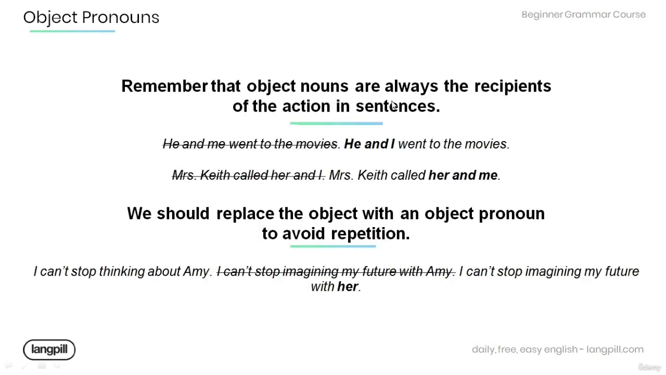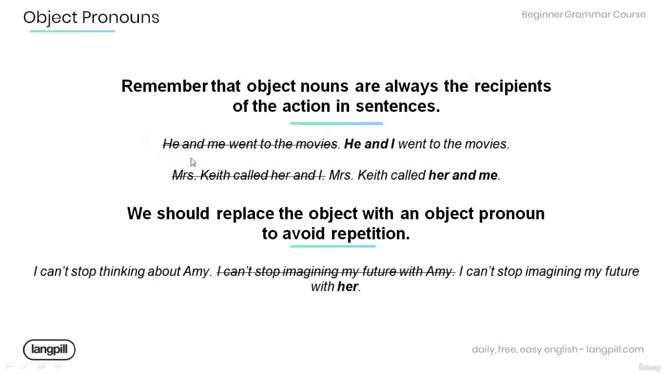Remember that object pronouns are always the recipients of the action in sentences. For example, in this sentence we have he and me. Also, remember that object pronouns are always the recipients of the action in sentences.